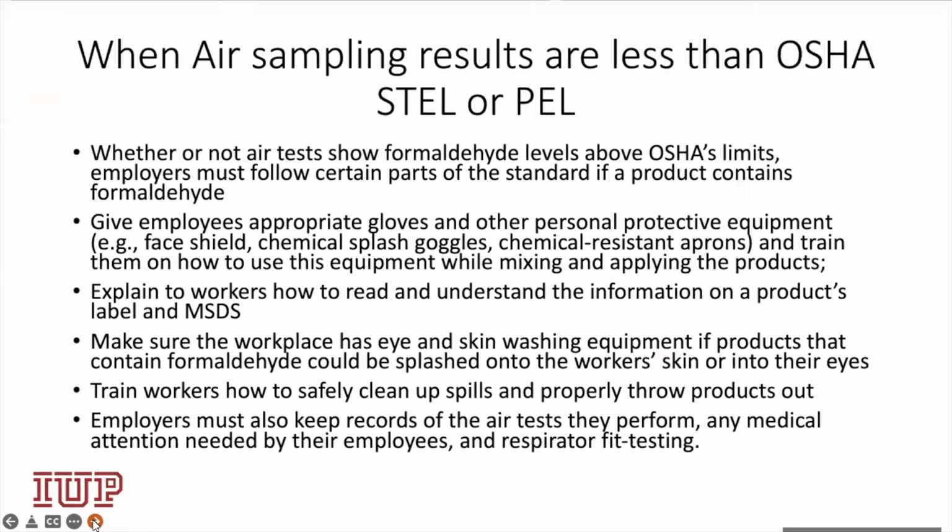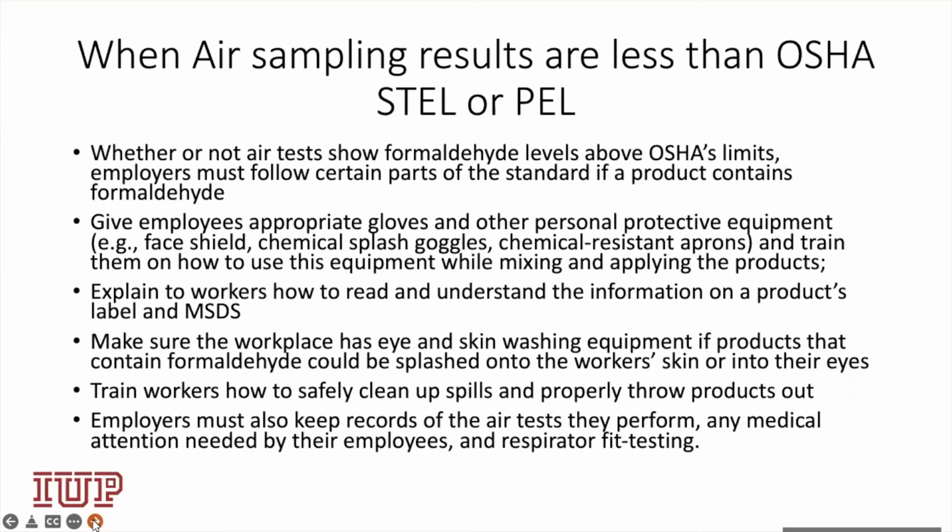Whether or not air tests show formaldehyde levels above OSHA's short-term exposure limit or permissible exposure limit, employers must follow certain parts of the standard if a product does contain formaldehyde. They're supposed to give employees appropriate gloves and other personal protective equipment, such as face shields, chemical splash goggles, chemical resistant aprons, and also train employees on how to use this equipment while mixing and applying the products. The employer also wants to explain to workers how to read and understand the information on a product's label and material safety data sheet.